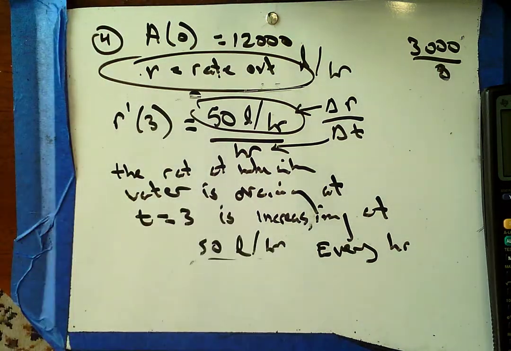Now, what about part D? Part D says, and my guess is this is where I'm going to be using FTC part 2.